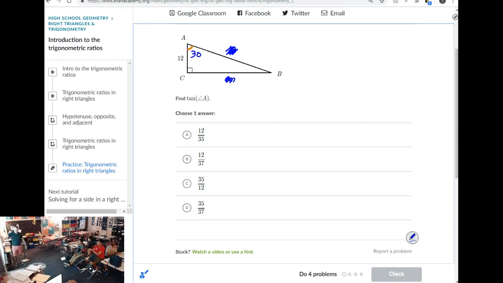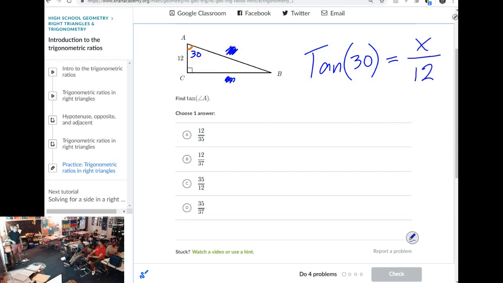Don't overthink. Just set it up. Don't try to do anything until you set it up. Tangent of 30 equals opposite over adjacent. I don't know the opposite, I do know the adjacent. Then figure out how to solve it. Quit trying to think how to get to the solution before you write anything down.